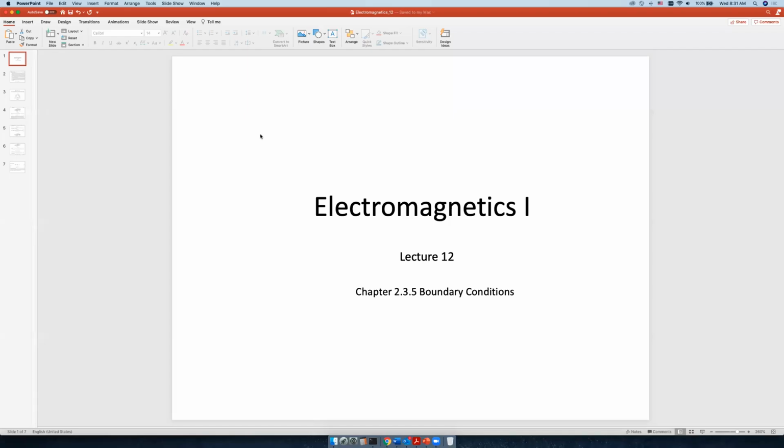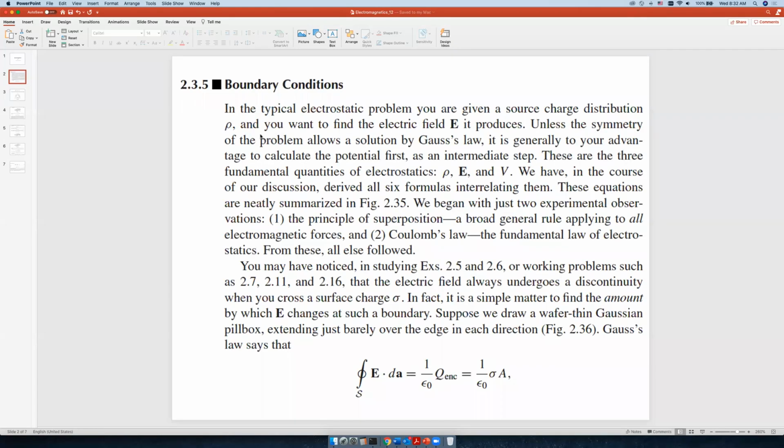Hello, everyone. Today we're going to cover the topic of boundary conditions. Boundary conditions are a kind of simple section in this chapter, but a very important one. So we will spend one whole class to discuss them, and in future homeworks and exams, you will use these boundary conditions frequently.